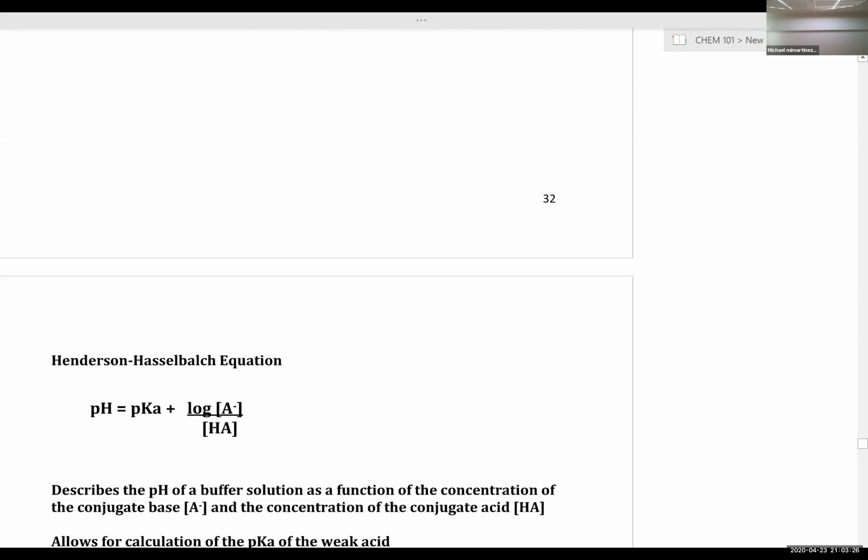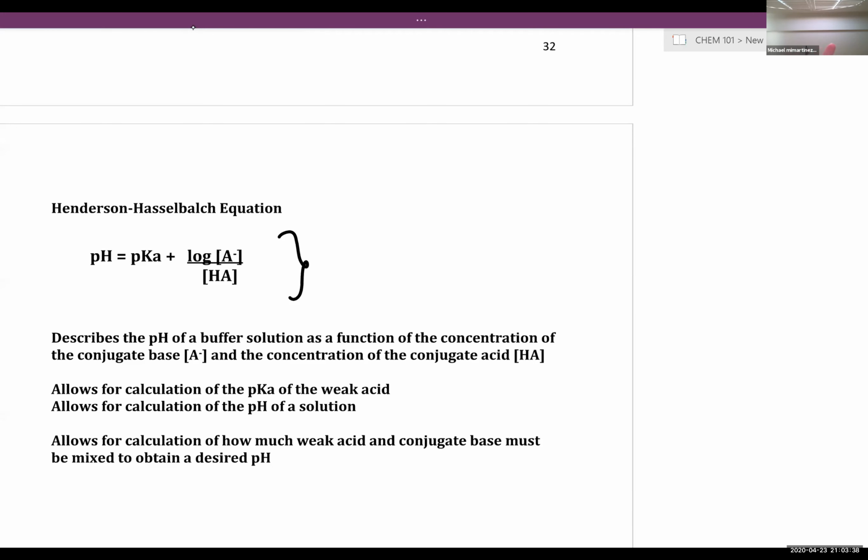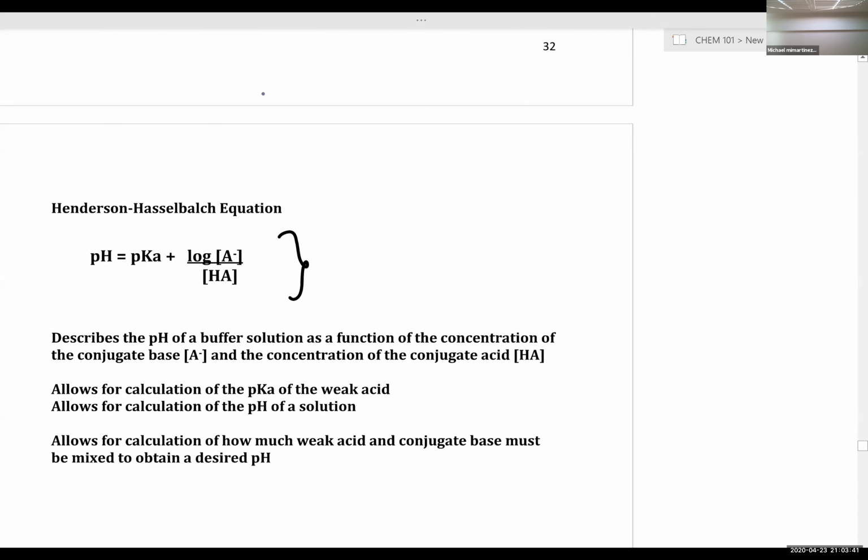So there is an equation to describe buffer behavior, and if you're in biology or if you ever have to make a buffer solution, this is the go-to equation to describe buffer behavior. It's called the Henderson-Hasselbalch Equation. So it's written as pH is equal to pKa plus log of A minus over HA, where A minus is our conjugate base and HA is our acid.